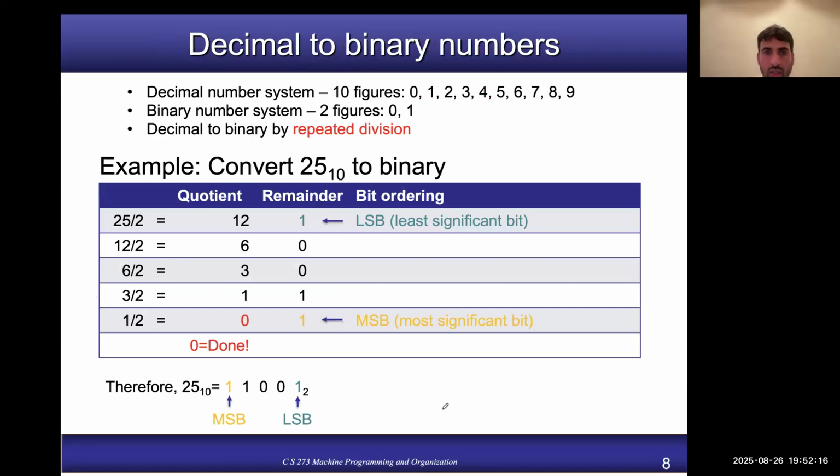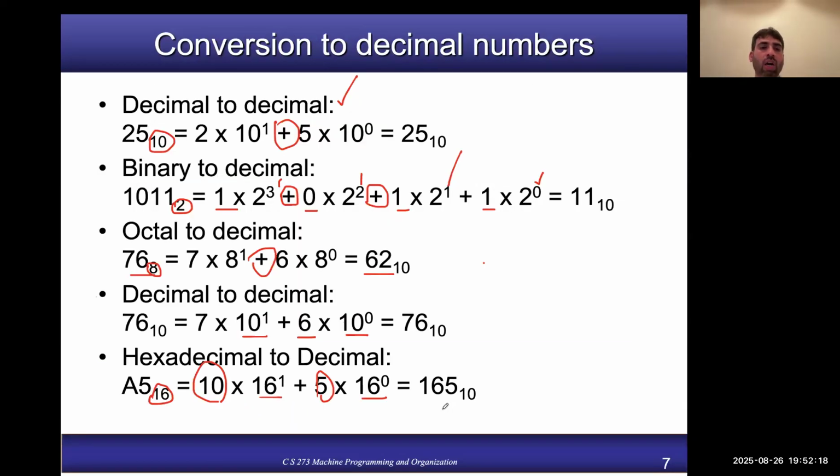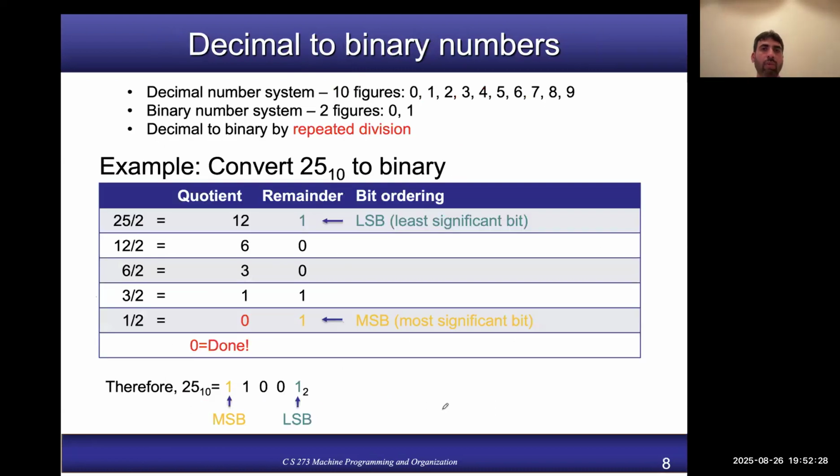Okay, so in this slide, we have talked about how we can convert from other systems to decimal numbers, like from binary, octal, or hexadecimal to decimal. Now let's talk about how we can convert a decimal number to binary numbers, right? Just keep in mind, as I said earlier, that in the decimal number system we have 10 figures starting from 0 to 9, and in binary we have only two, which are 0 and 1, right?